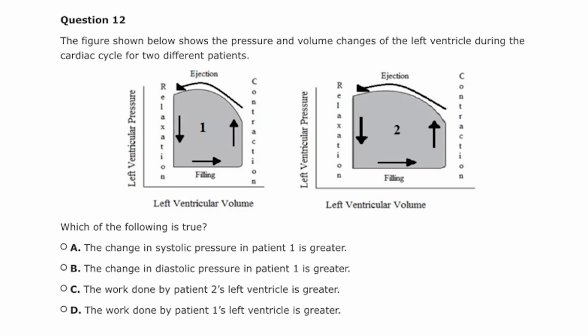Yeah, so we have which of the following is true. A, the change in systolic pressure in patient 1 is greater. B, the change in diastolic pressure in patient 1 is greater. C, the work done by patient 2's left ventricle is greater. And D, the work done by patient 1's left ventricle is greater.